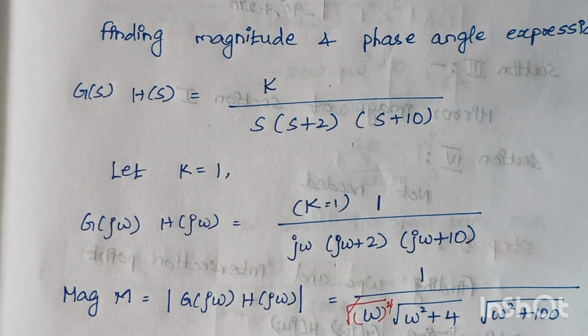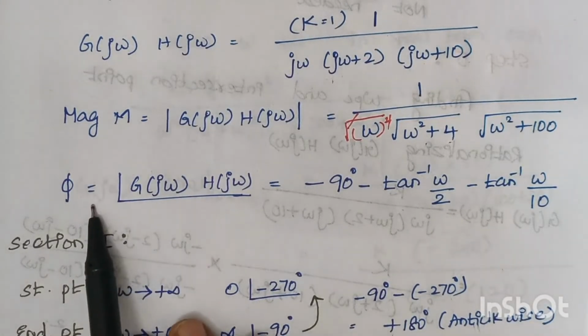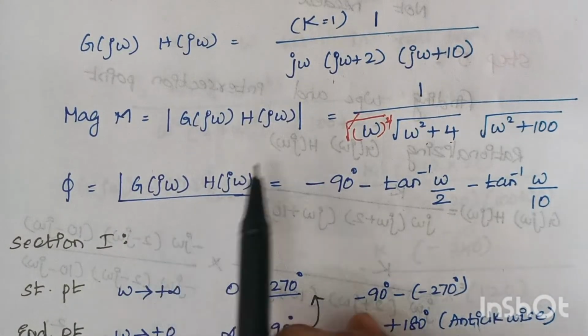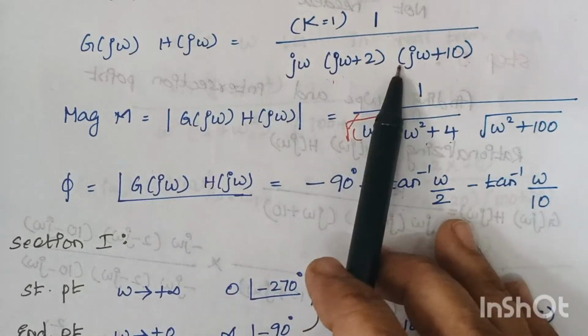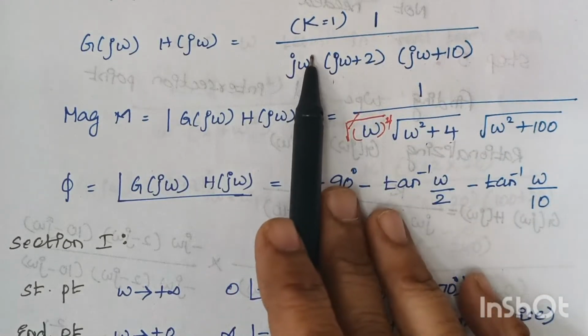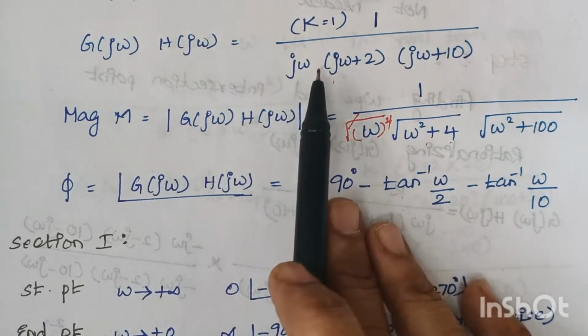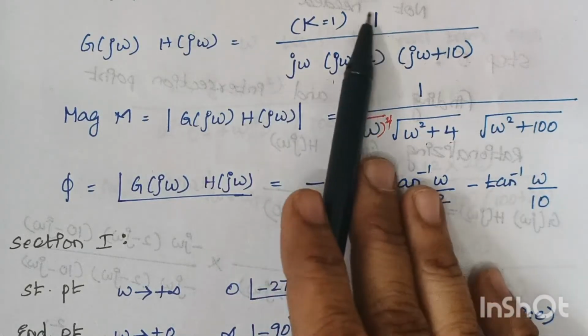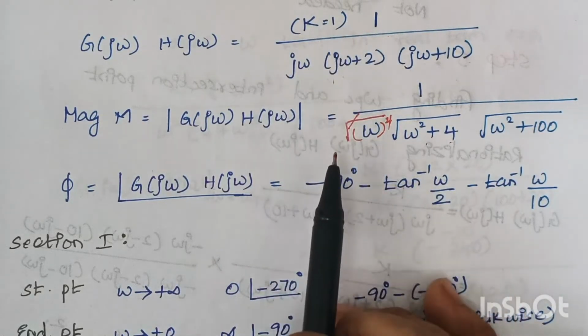The next one is finding the expression for phase angle. The phase angle is given by this expression. Looking back, an omega term always contributes an angle of 90 degrees. Since we are moving this term to the numerator part, we include a minus sign.